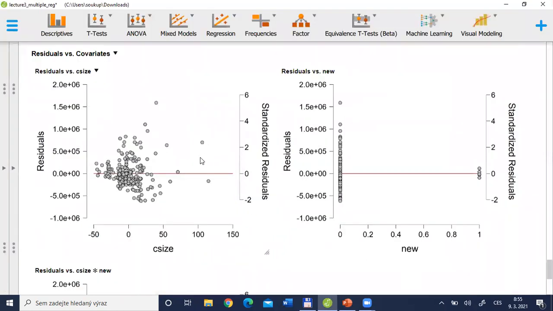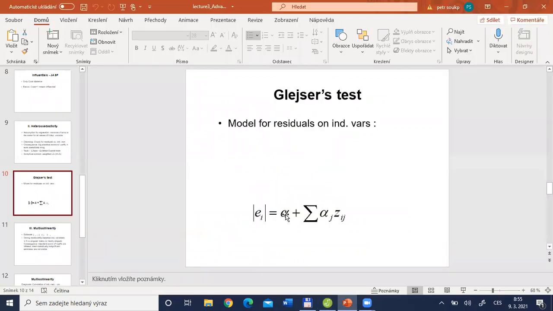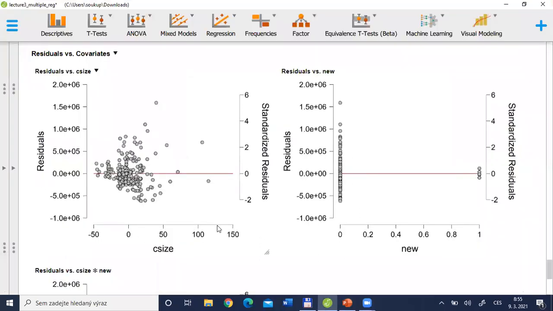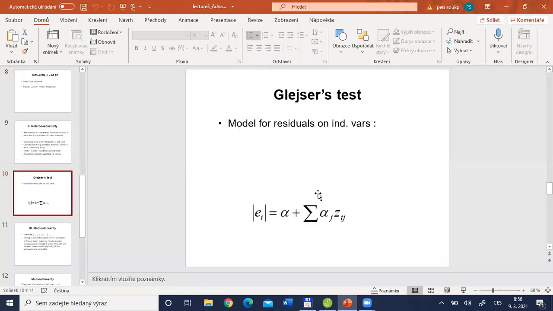So you would take this value, which is plus, and this value, which is minus, would also be a plus value after taking the absolute value. So you would take absolute values of these residuals, and you would prepare a model in which the original independent variables, for example size, new, etc., would once again be independent variables. Your dependent variable would be the absolute values of residuals, and your independents would be the same as for the original regression model.